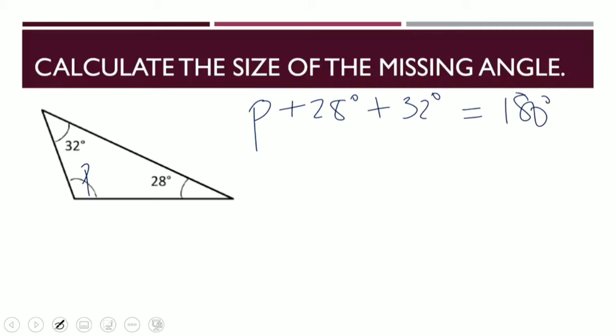Again, we are trying to find P, so we are just going to solve the equation to find P. All right, here we go. 28 plus 32 gives us 60 degrees. So we have P plus 60 equals 180 degrees.